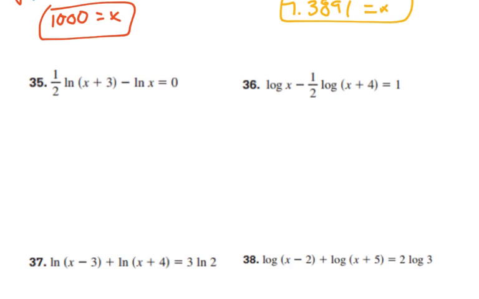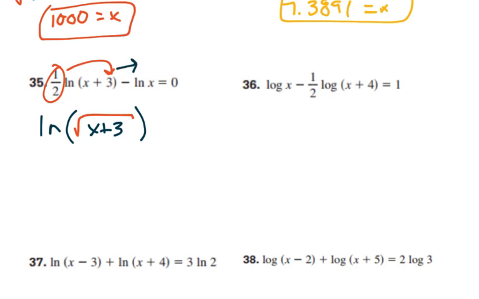Okay, so first of all, this half is not helping. Lots of stuff is happening. So I'm going to bring that half up. Then we'll have natural log of a half, which is technically a square root, of x plus 3. I could have written this as x plus 3 to the half, but to me that is hard to grasp versus a square root. At the same time, I'm going to add this natural log of x over to the other side, and so now I have natural log of x equal to natural log of that.